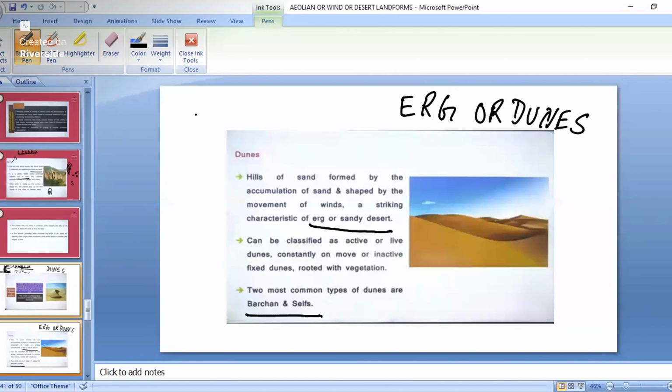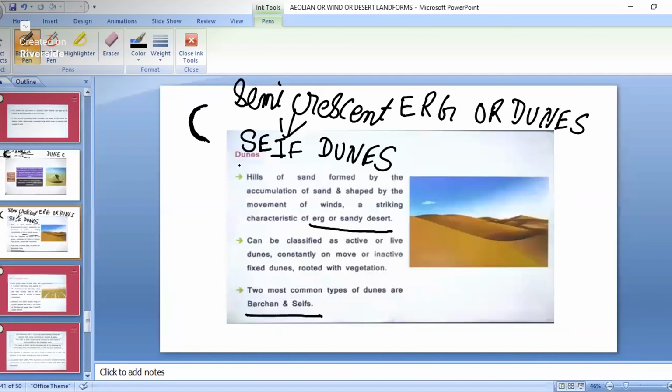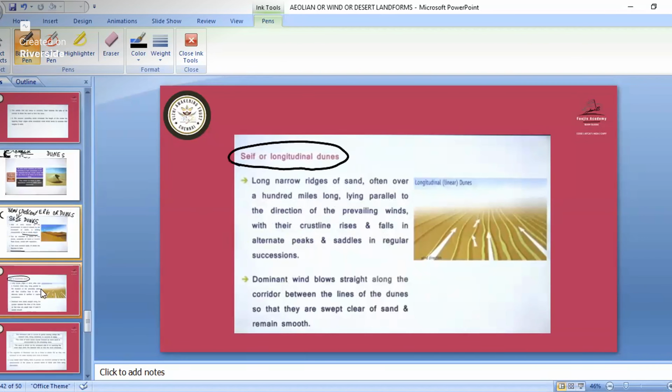So what do Seif dunes mean? Barchan is taking a crescent shape, so that is a Barchan dune. When it has a half crescent shape, a semi-crescent shape, that semi-crescent shape dune is known as the Seif dune. So we have Barchan dunes and Seif dunes. Seifs are like longitudinal dunes, and they are set like a semi-type crescent.